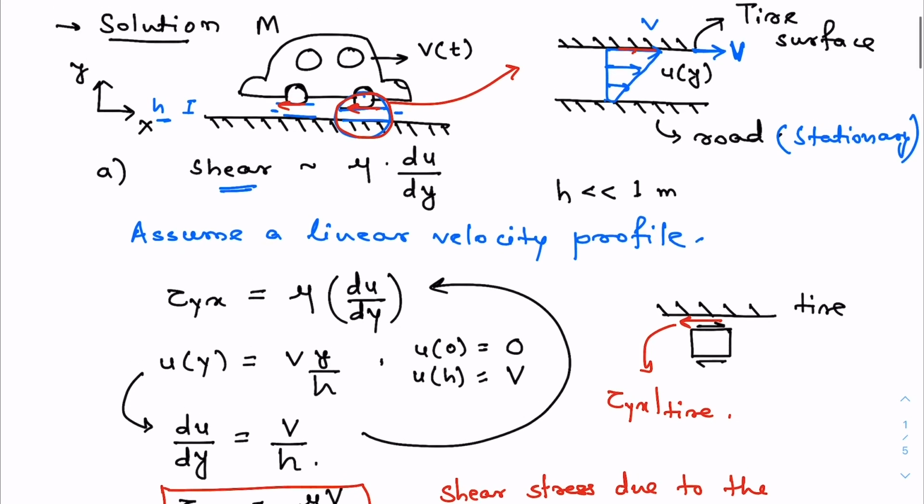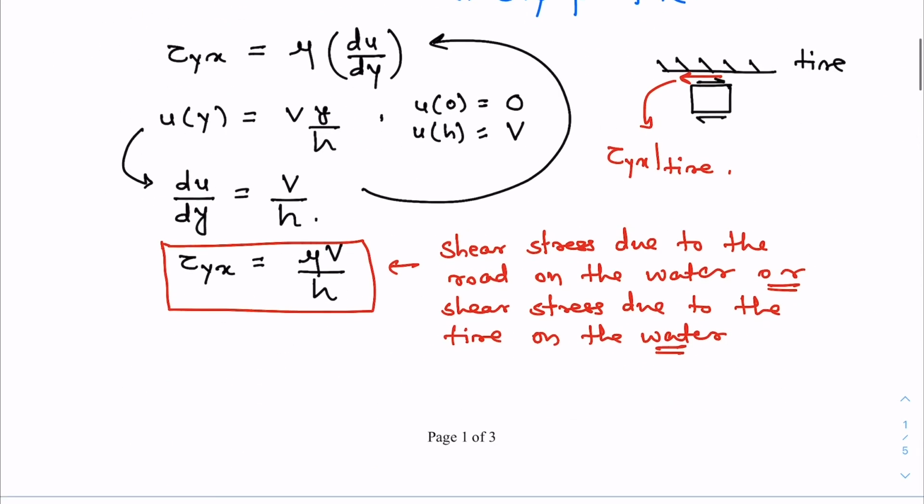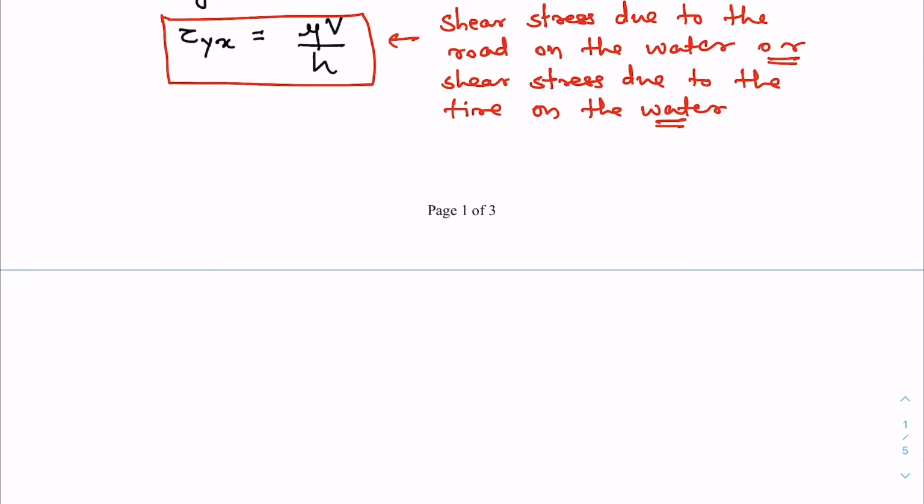Because of that, this force is basically opposing the forward motion of the vehicle, and we can evaluate it just by multiplying the stress by the area. So the force F on the car is nothing but tau yx multiplied by the area of all the four tires, which is given to be A in the question. And because this force acts in the negative direction, we will introduce a negative sign. So F is basically minus mu times V divided by H multiplied by A.